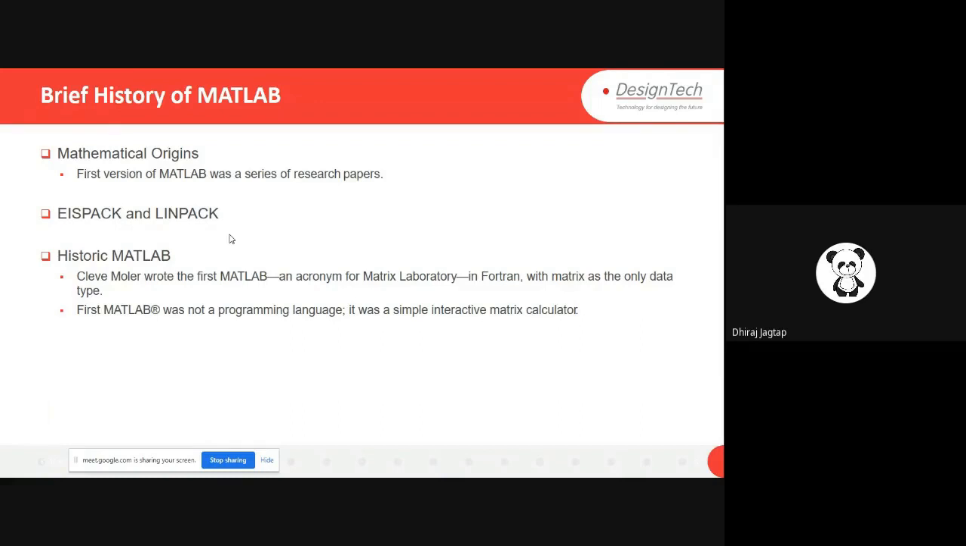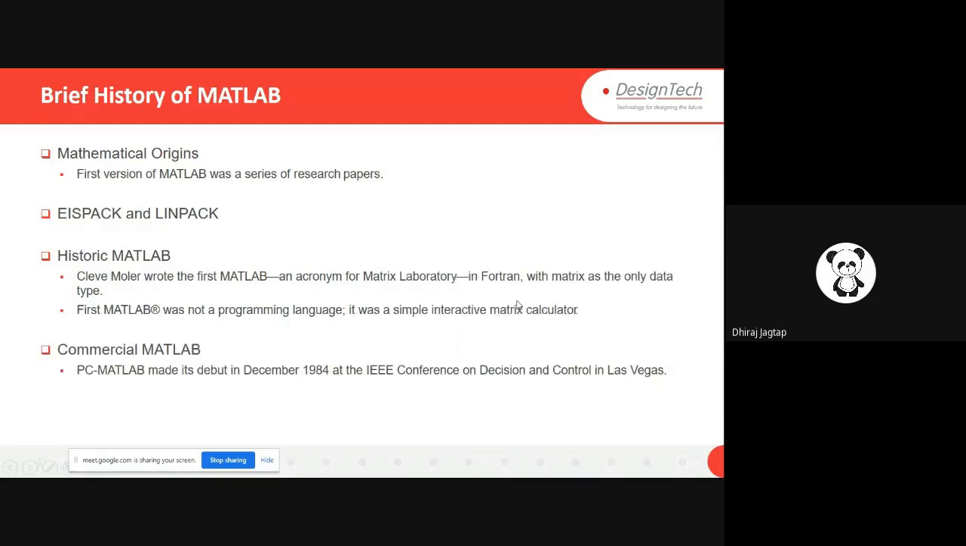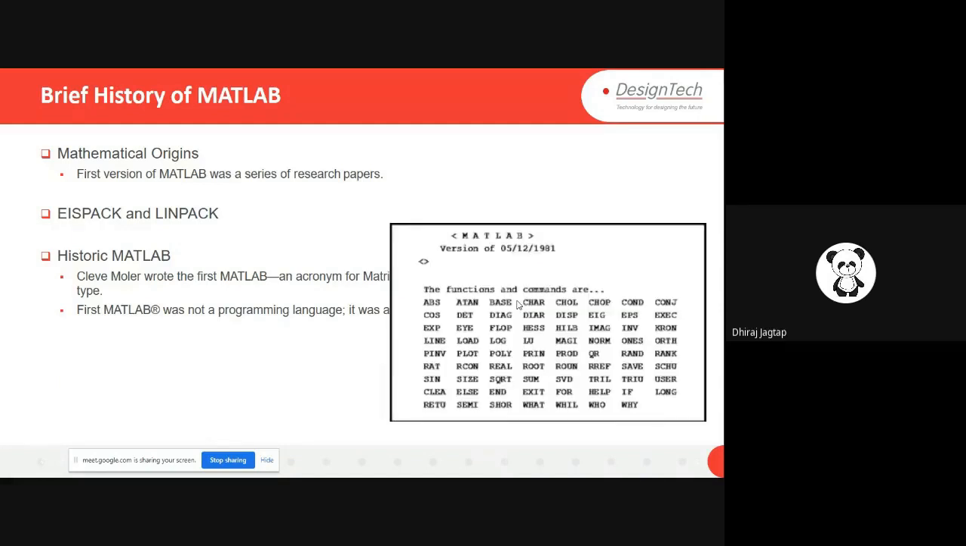It was not a software at first, right? It was just a language. It was just an application like a calculator that they first used. It was not first a programming language. It was just a matrix calculator at the first time. So like this they used MATLAB. As I told you, it was written in Fortran, and Fortran looks like this.